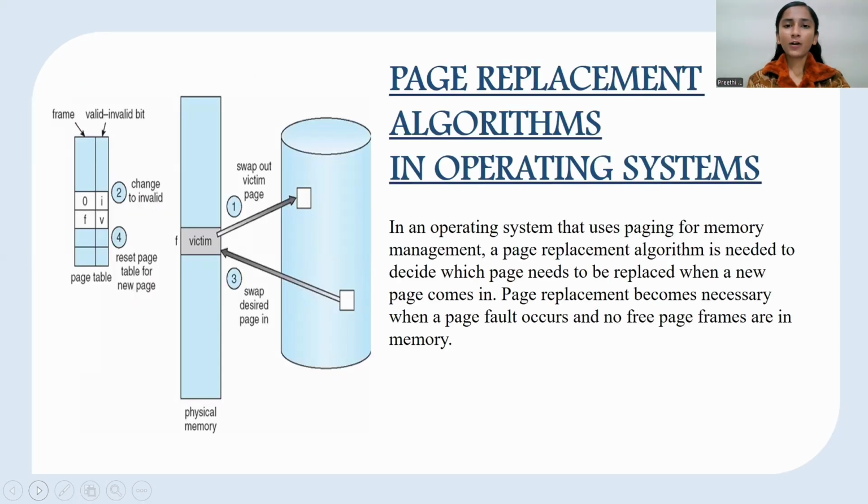Page replacement algorithms in operating systems. In an operating system that uses paging for memory management, a page replacement algorithm is needed to decide which page needs to be replaced when a new page comes in. Page replacement becomes necessary when a page fault occurs and no free page frames are in memory.